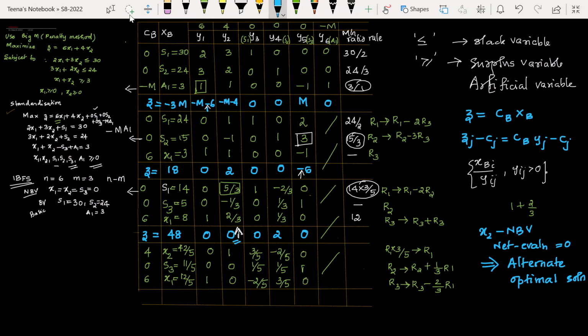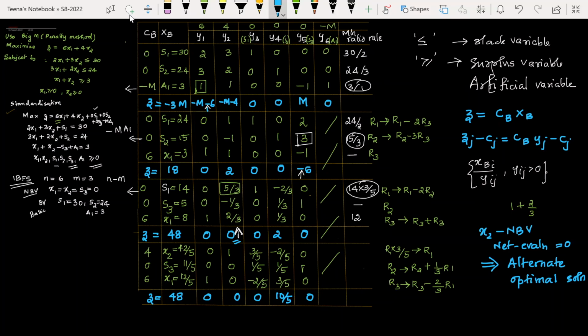Now let us find the value of the objective function. Z is equal to 4 into 42 by 5 plus 6 into 12 by 5, which will give you 48. Then 0 into 4 plus 0 into 0 plus 6 into 1 minus 6, it is 0. Similarly, the next net evaluation is 0. Then we have 4 into 3 by 5, which is 12 by 5 minus 12 by 5, it is 0. Then we have minus 8 by 5, then plus 18 by 5, it is 10 by 5.